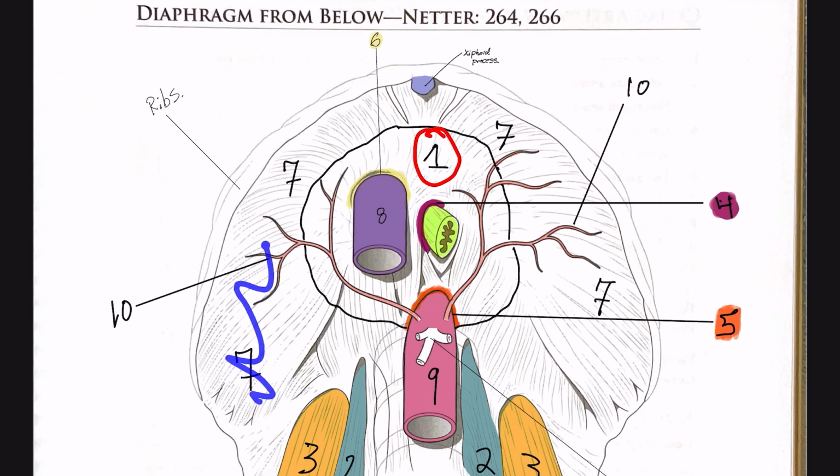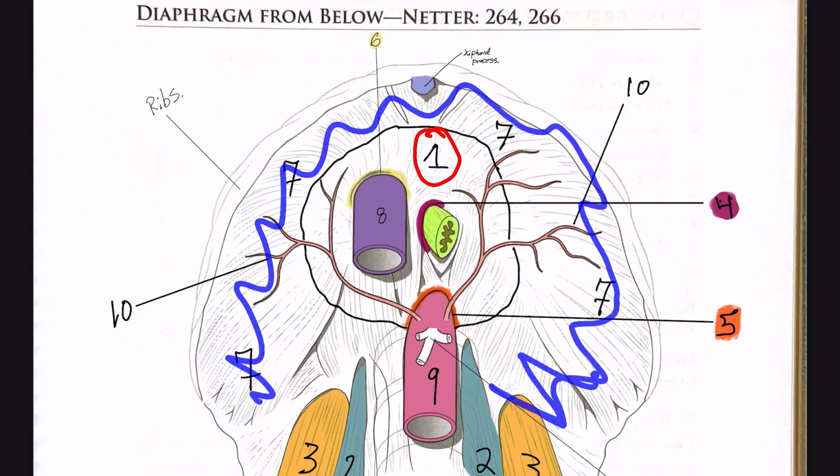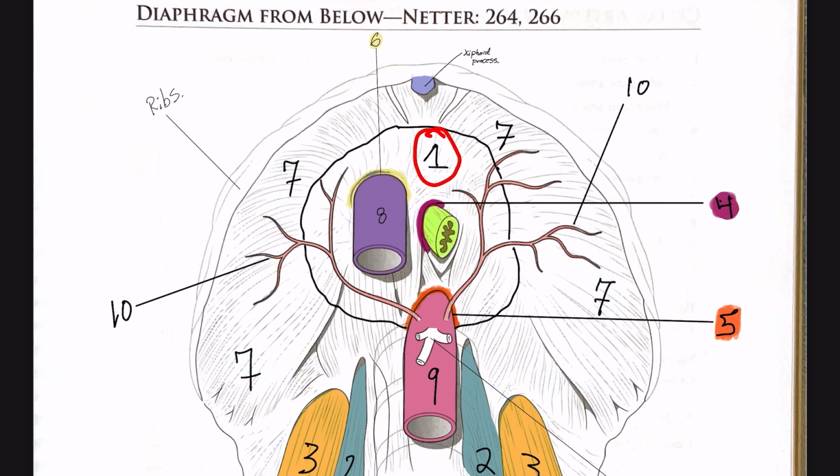Seven is just the diaphragm, all the way along here. The aorta right here is supplying blood through the inferior phrenics. And that's really it for this video. I mean, you can label that xiphoid process right there. But that's it for this one.